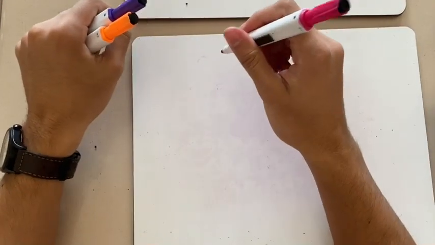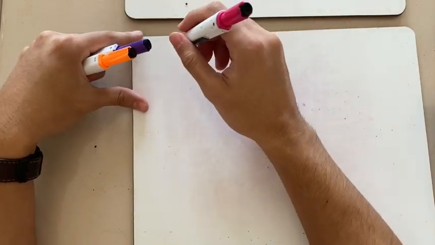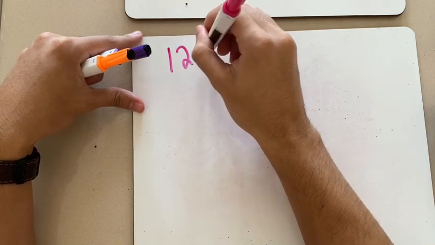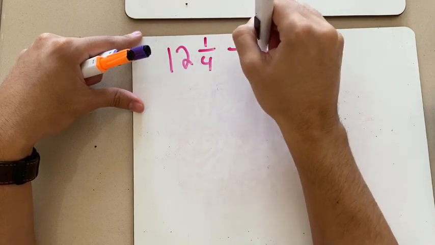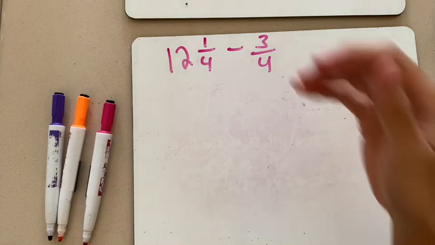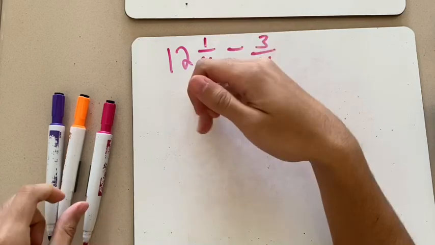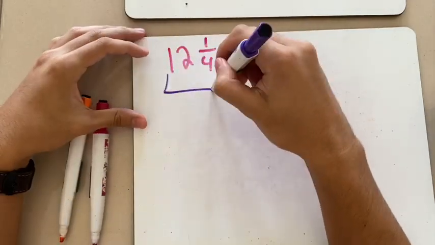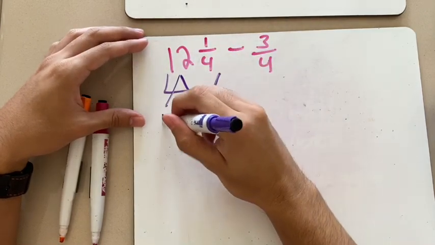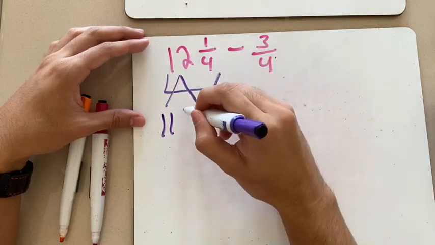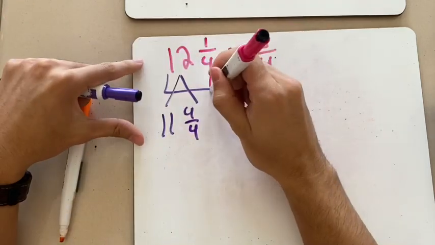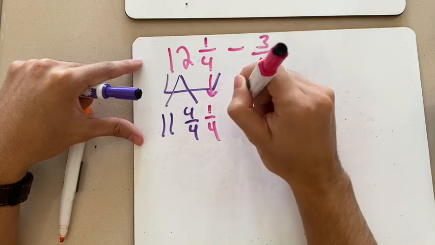Let's say that I had 12 and 1 over 4 minus 3 over 4. Okay? So again, I'm noticing that I cannot subtract 3 from 1. So I'm going to have to break apart this guy right here. And again, let's just worry about our whole number. It's 12, so how can I break apart 12? I can break it apart into 11, and then 4 over 4, right? And then let's bring down this person, the 1 over 4, and then let's bring down the rest.